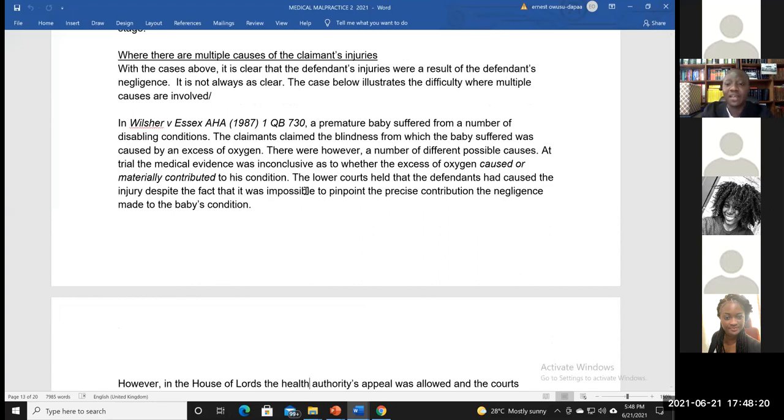That is where we have multiple causes of the plaintiff's injuries. Like the other areas that we've been discussing, the other decided cases, you notice that maybe the plaintiff's injuries were definitely as a result of the defendant's negligence. That could be established. But what about where multiple causes are involved? In other words, you have more than one particular cause of the injury that the plaintiff is complaining about, as it were.